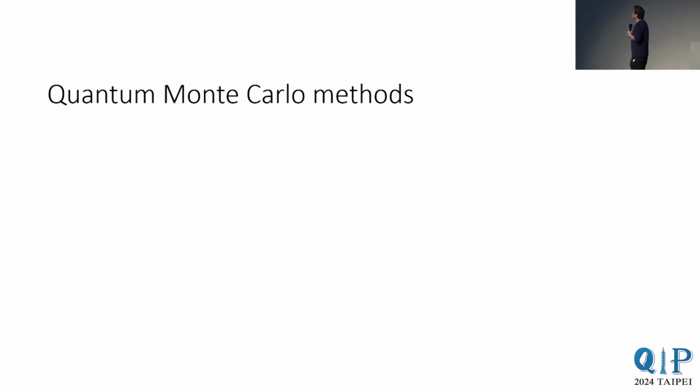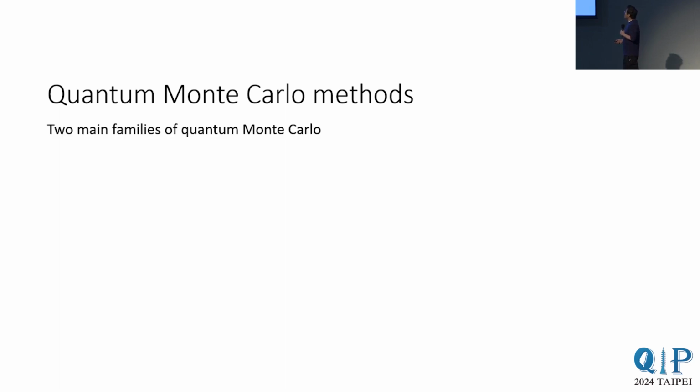Okay, and then the last thing I'll talk about are quantum Monte Carlo methods. This is an entire topic. I mean, everything I've said, every slide, is really an entire topic, but quantum Monte Carlo is very hard to describe succinctly because there are so many different quantum Monte Carlo methods. But roughly speaking, there are two families. The first is variational Monte Carlo, which is very simple, easy to understand.